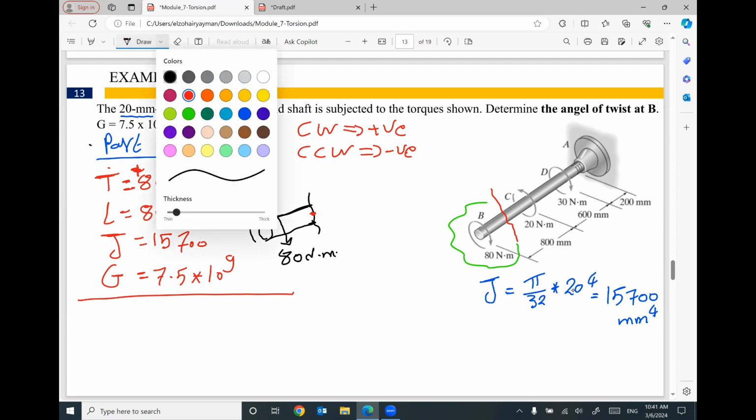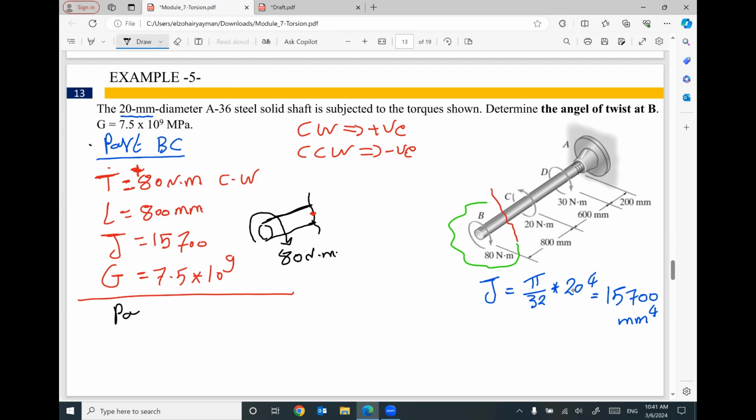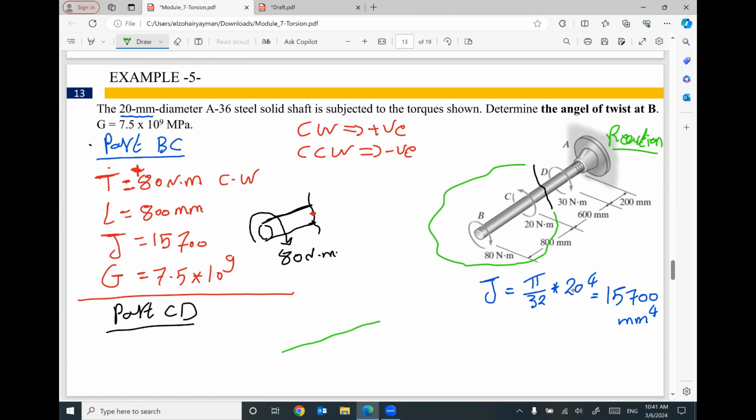I will do the same for part CD. I will do another cut in part CD, and I'm going to use the left part because I don't like to work with the reaction at A. I don't know how much this reaction is, and I don't care about it. So I'm going to do the cut and use the left part. Here is the left part.